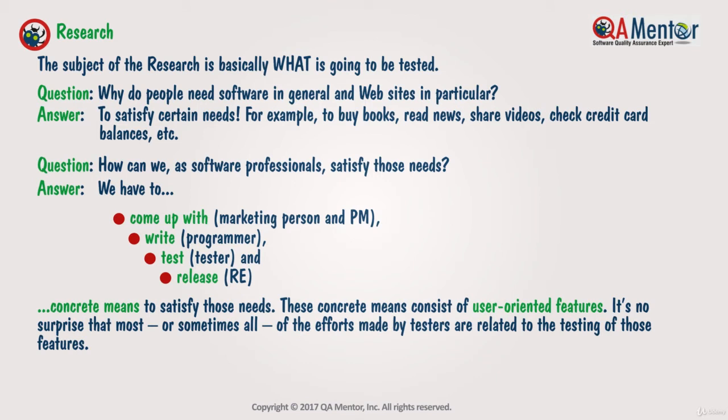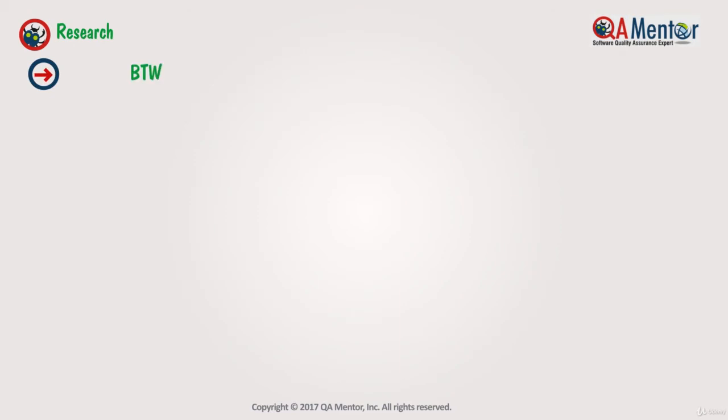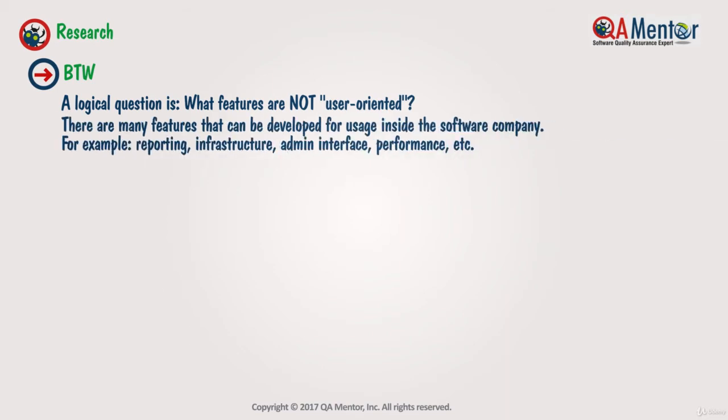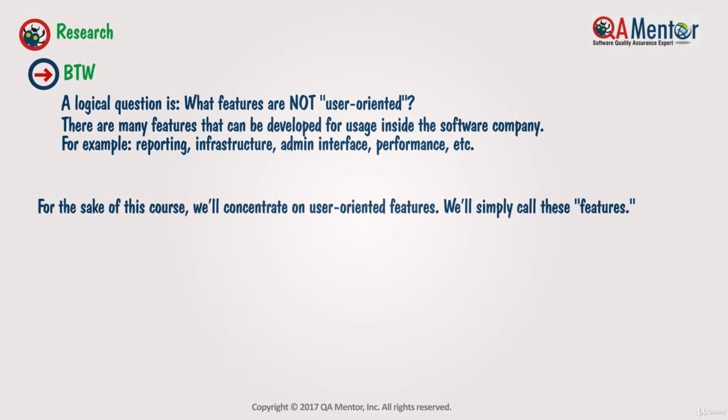These concrete means consist of user-oriented features. It's no surprise that most, or sometimes all, of the efforts made by testers are related to the testing of those features. By the way, a logical question is what features are not user-oriented? There are many features that can be developed for usage inside the software company. For example, reporting, infrastructure, admin interface, performance, etc. For the sake of this course, we'll concentrate on user-oriented features. We'll simply call these features.